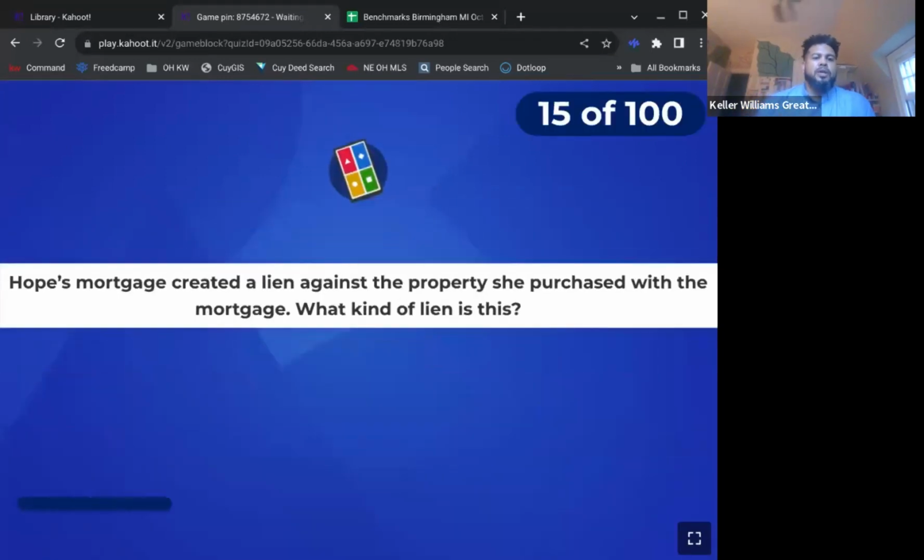All right. Hope's mortgage created a lien against the property she purchased. With the mortgage, what kind of lien is this?